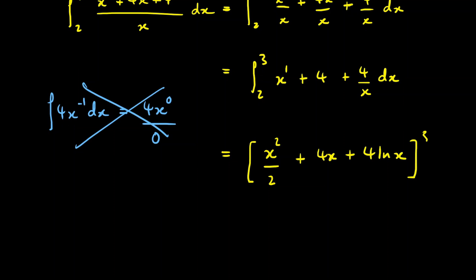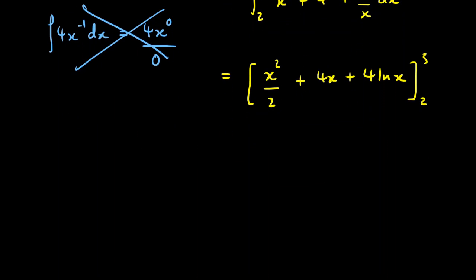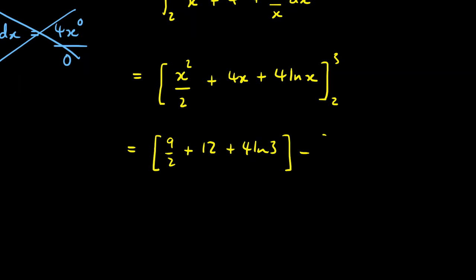Okay, so then what we've got to do is we just got to substitute in the bounds. Now, the way we do this is we substitute in the upper bound 3. So we take 3, we substitute it in. And then what we're going to do is we're going to substitute the lower bound 2, substitute it in, and subtract 1 from the other. So let's do that. I'm going to substitute in 3. So 3 squared is 9, so we get 9 upon 2, plus 4 times by 3, which is 12, plus 4 ln 3. Then what I'm going to do is I'm going to substitute in the lower bound. So I'm going to get 2 squared, which is 4, divided by 2, which is 2, plus 4 times by 2, which is 8, plus 4 ln 2.